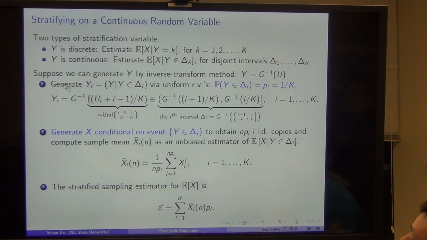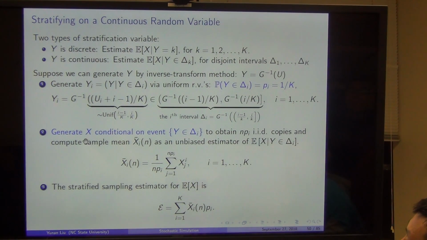So the second step. Step 1 aims at explaining how to simulate a y given that y falls into the ith class, the ith case. So you still have cases just like the discrete case, except that right now the case is classified by this continuous interval. So delta 1 can be A1 to B1, delta 2 can be A2 to B2. It's just that B1 is equal to A2, and continue.